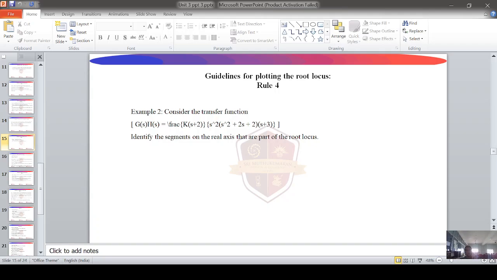So guidelines for plotting the root locus, rule 4. Consider the transfer function. Identify the segments on the real axis that are part of the root locus.